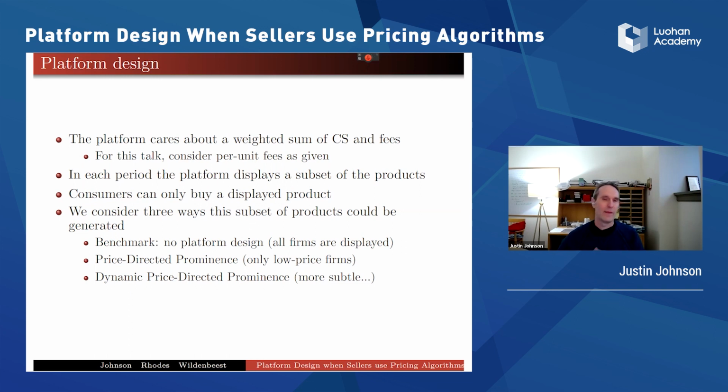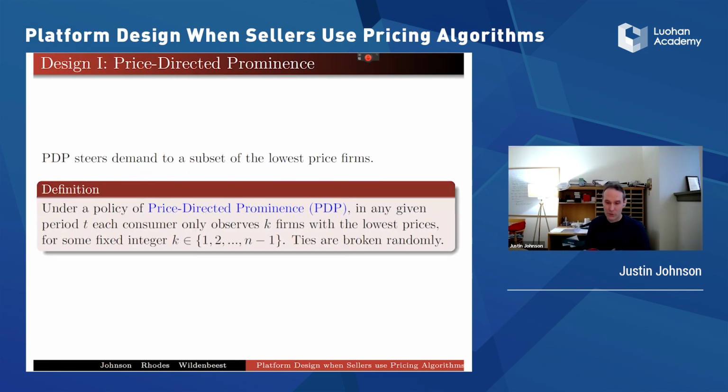Okay, and the platform, their main power here is that they can choose certain display rules or demand steering. And just to be clear, consumers can only buy a product if the platform chooses to display it. And we're going to consider three ways this subset of products could be generated. The first is just, the platform just shows all the firms, all the merchants. The second is what we call price-directed prominence, and then the third is called dynamic price-directed prominence. I'm going to start with the first one, which is called price-directed prominence, or PDP. And again, the way this works is very simple.